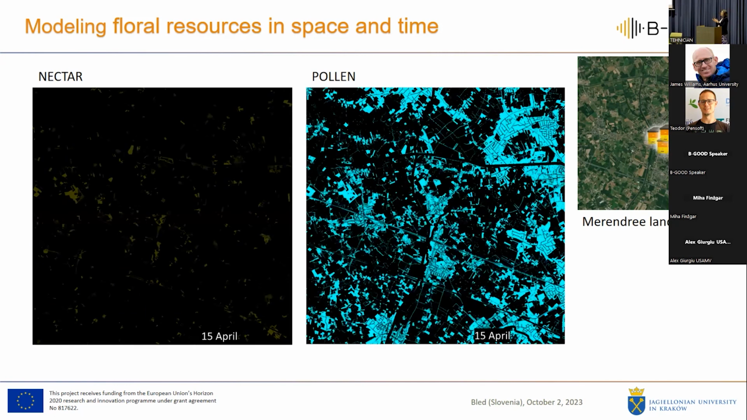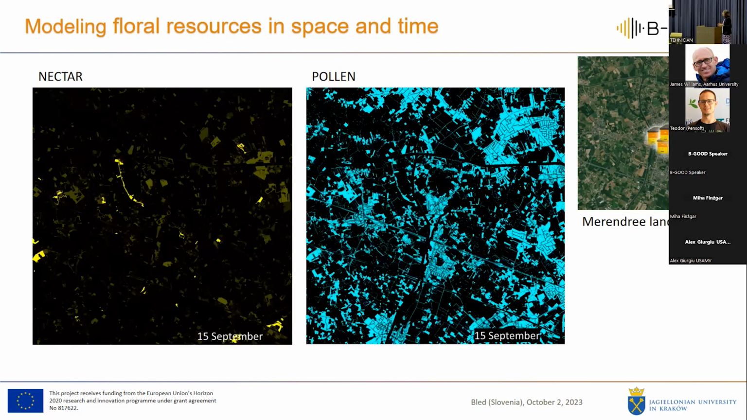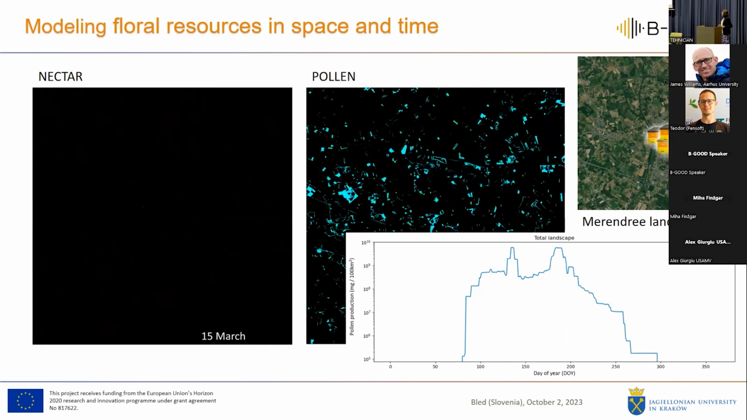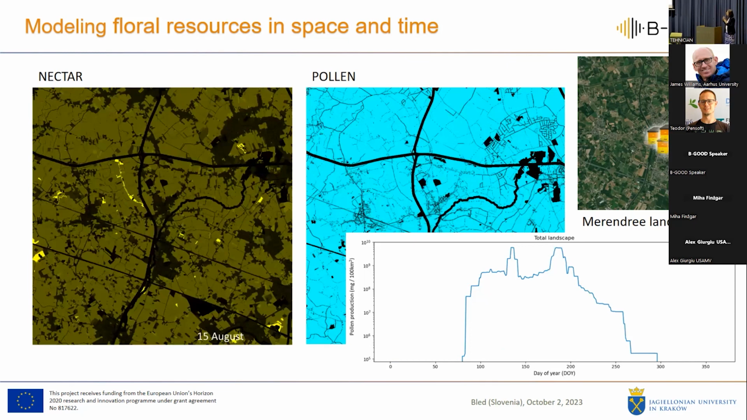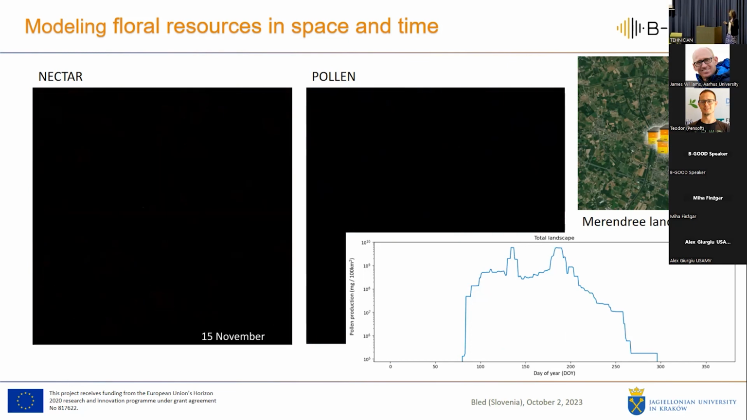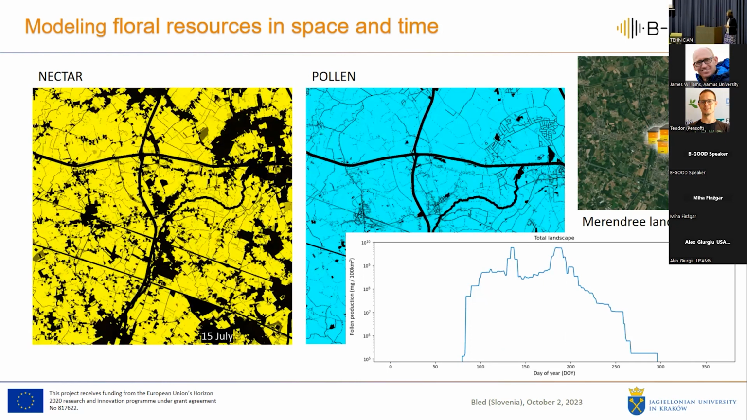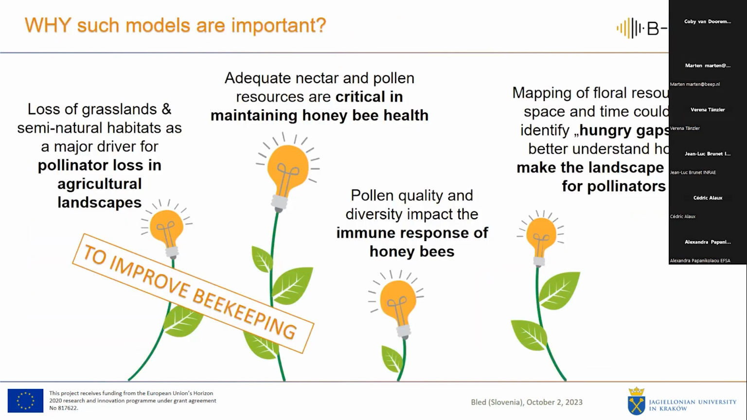Now, how did we end up with this beautiful simulation? What we've done was to show in space and time the variability of resources which are there for bees. And of course, besides looking through space and time, an interesting question is how much in total is also available through the year. Here you see an image showing the total available pollen for a 10 by 10 kilometer study area.